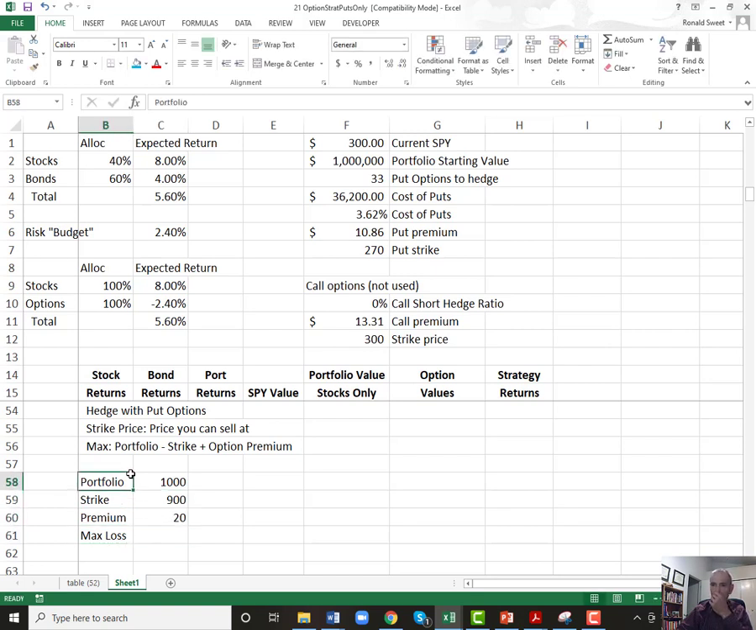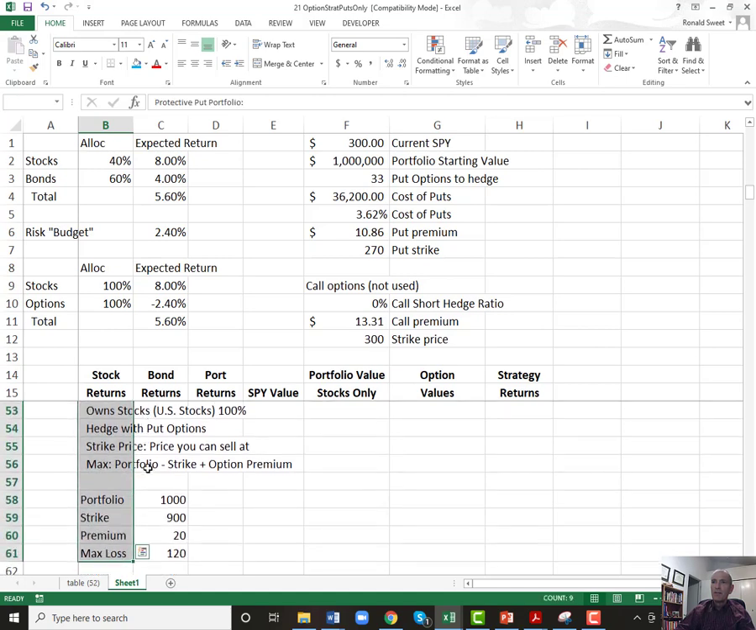Your max loss, the max you can lose with this. So if this strike is hedging this portfolio, so maybe this is the S&P 500 and you're using S&P 500 options, the most you can lose is your portfolio value minus the strike plus the premium, or $120. So if this portfolio falls to $200, the most you'll lose is $120. You won't lose $800. And so that's what a protected put is. It is expensive. It does cost you money.